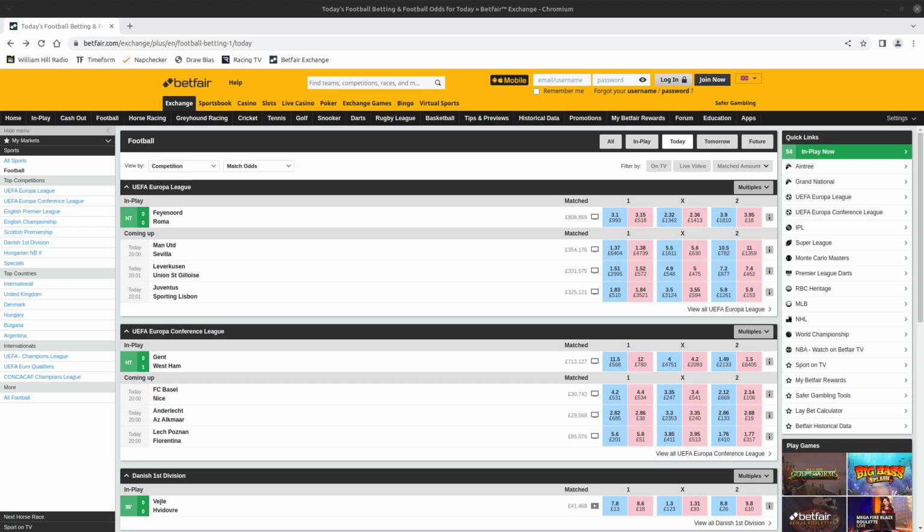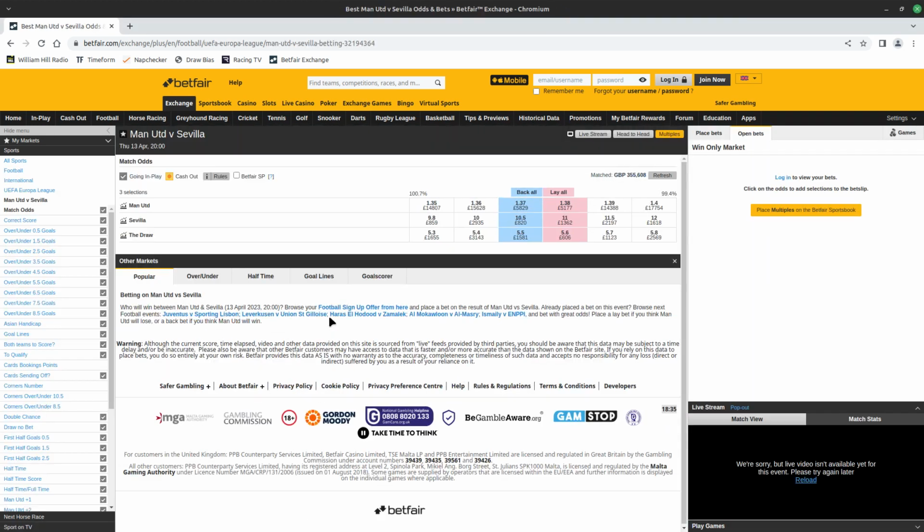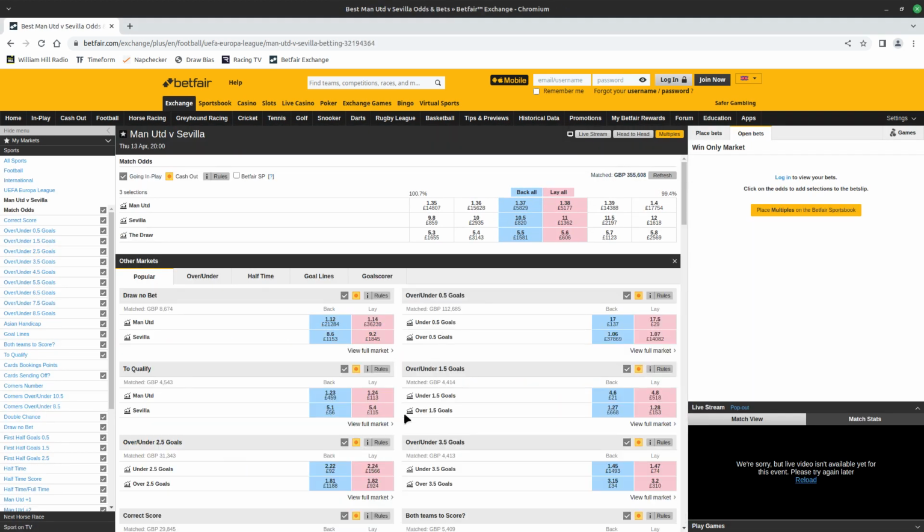So I'm looking for matches where there is a home favourite, and then we'll check the over 2.5 goals market, see what the market thinks in that particular case, and see if there's a consensus that there's going to be some goals. So the Man United Sevilla match is obviously a pick. The over 2.5 goals is clearly odds on, so that match is one to go for.